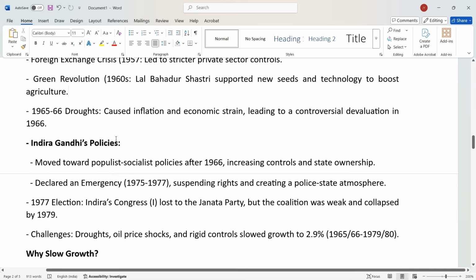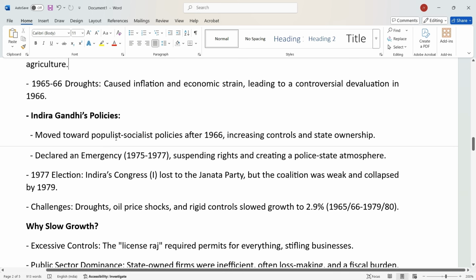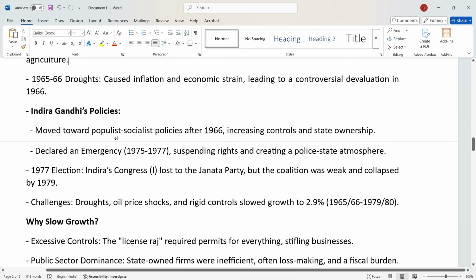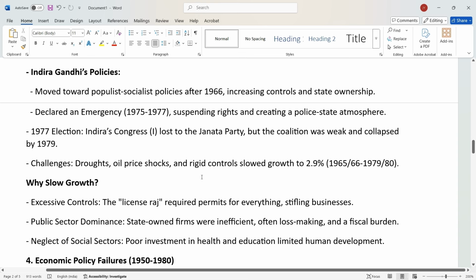After the socialist policies of Indira Gandhi, which increased the controls and state ownership in the economy, in 1975 to 77 was the phase when the Emergency happened. After that, in 1977, Indira's Congress lost to the Janta Party, and a coalition was formed, but it broke up because it was weak.